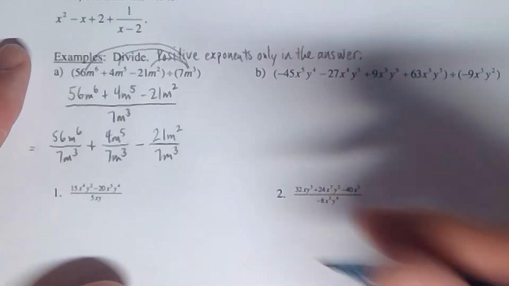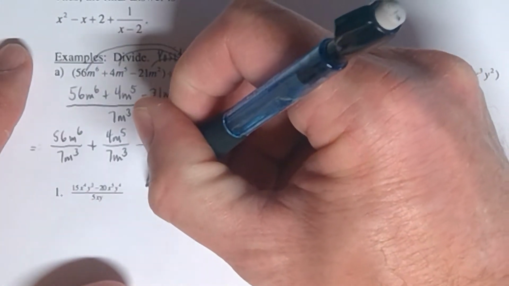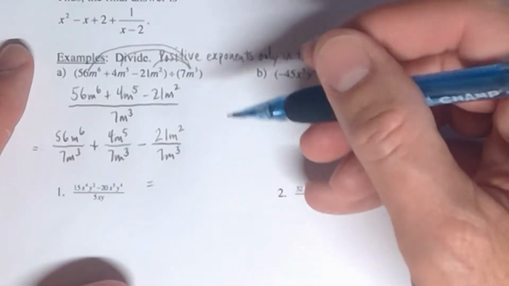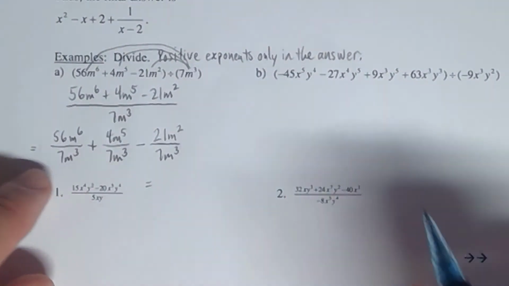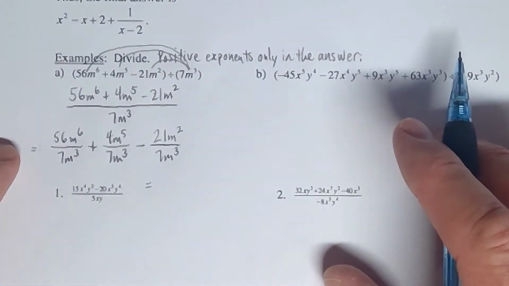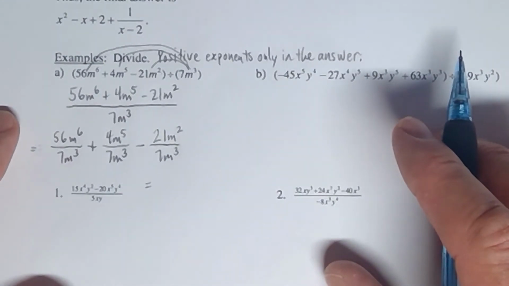So now we've set up the problem. We've got one more step to go. I'll put it down here and give us enough room. Here's what I'm going to do: I'm going to take each fraction and put it in lowest terms. If you don't remember how to do lowest terms, let me explain that right now.